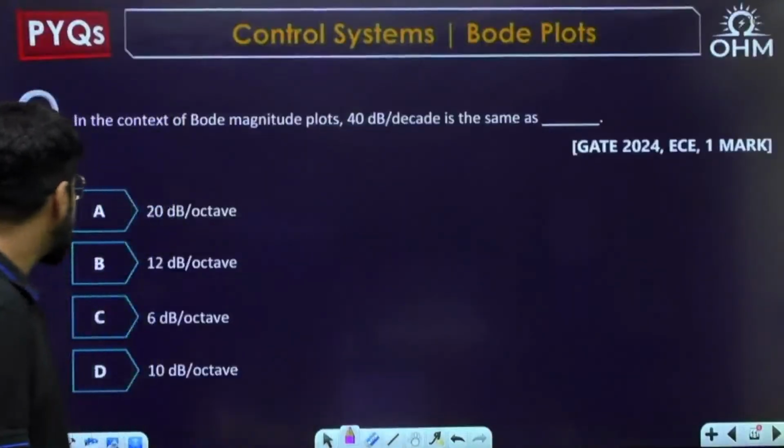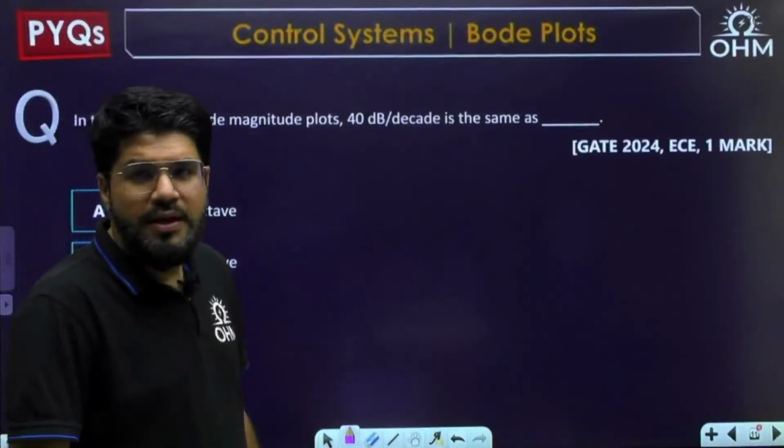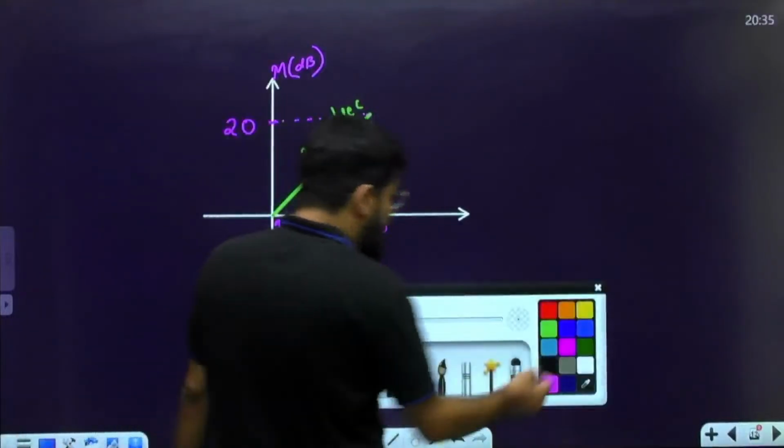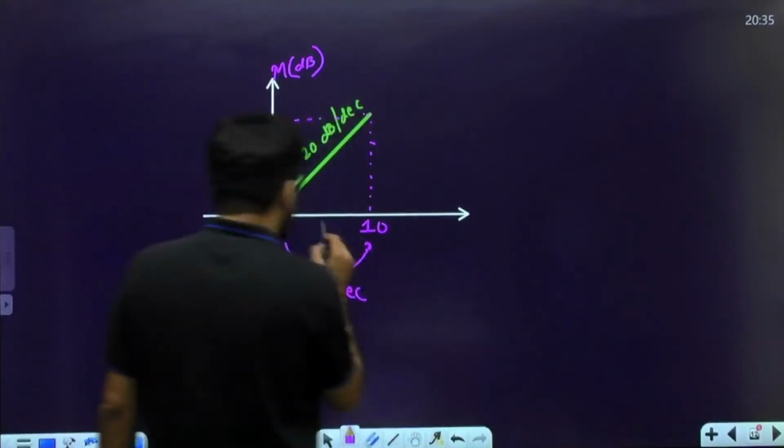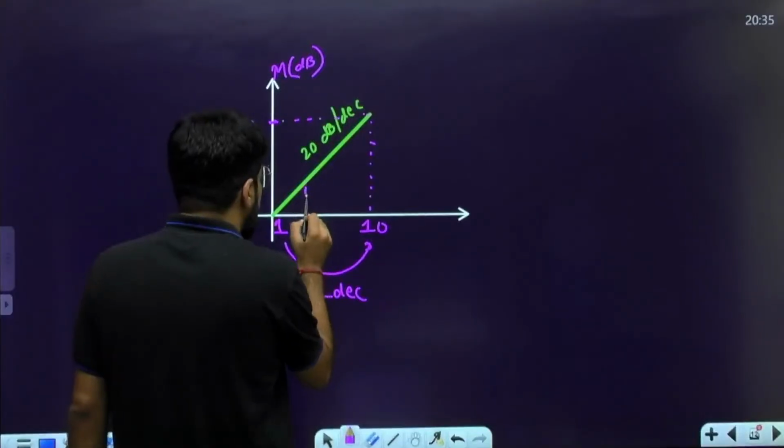Sumit says that the answer is B. Correct answer, Sumit. So see what happens now. Octave means a factor of 2 times.